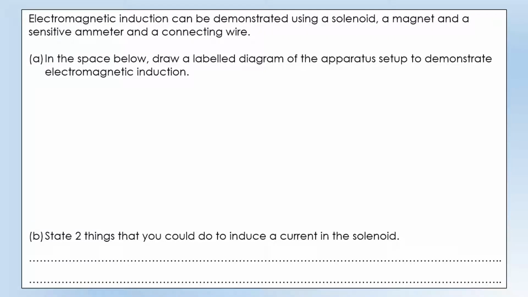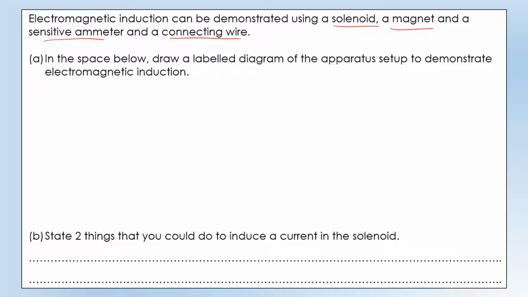Okay, so we're going to look at some questions about electromagnetic induction. First off, we're going to look at how we can demonstrate electromagnetic induction using a solenoid, a magnet, a sensitive ammeter or a galvanometer, and a connecting wire. So the first thing we need to do is draw a diagram.